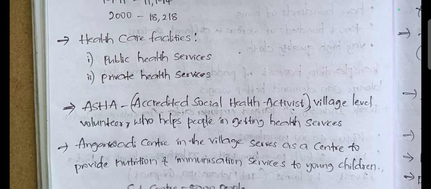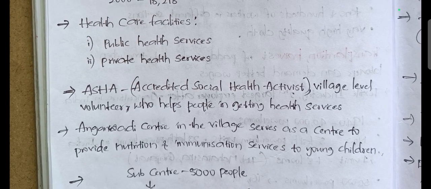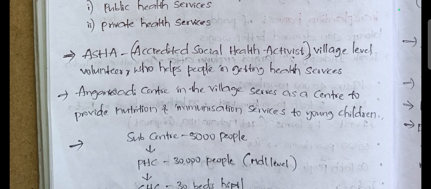Now let us discuss ASHA. Its full form is Accredited Social Health Activist. It is generally a village level volunteer who helps people in getting health services. Anganwadi center in the village serves as a center to provide nutrition and immunization services to young children.